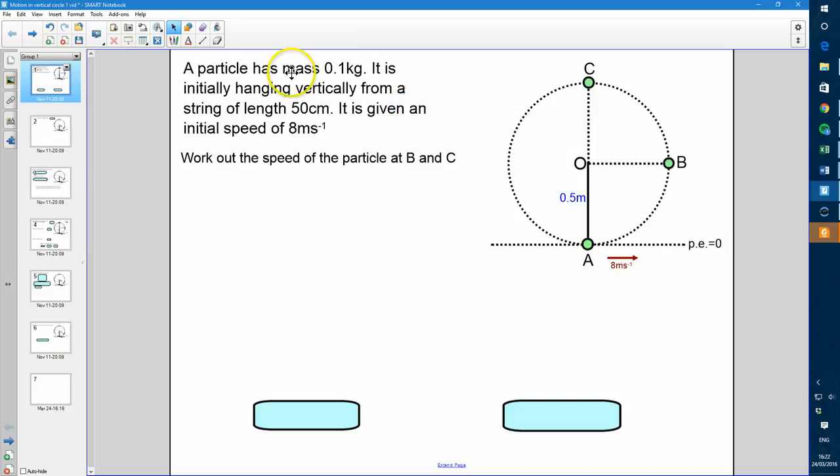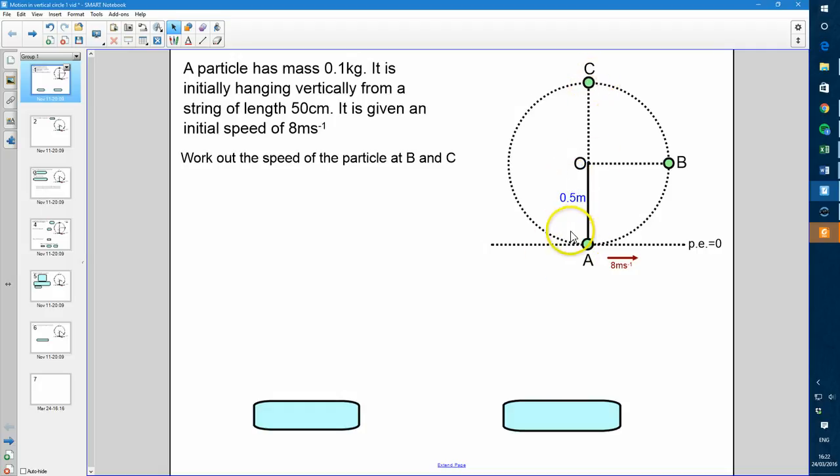Now we're going to simplify this problem. So we've got a particle of mass 0.1 kilogram that's initially hanging vertically from a string of length 50 centimeters, so 0.5 meters. It's given an initial speed of 8 meters per second, as we mentioned before, and we're going to first of all work out the speed of the particle at B, which is here, which is at 90 degrees, and then also at C, which is vertically above A.